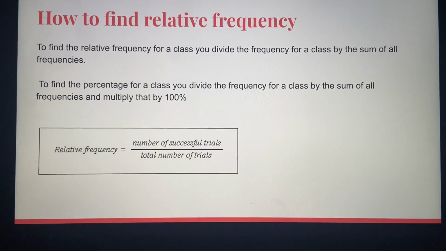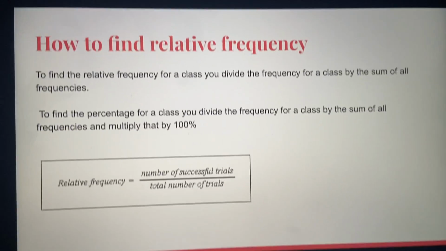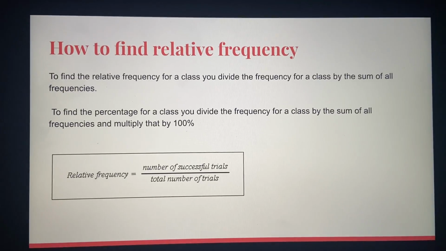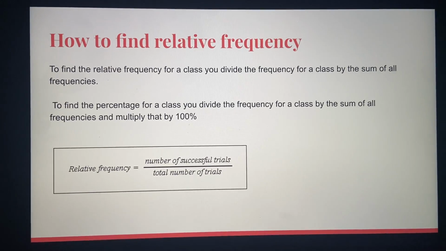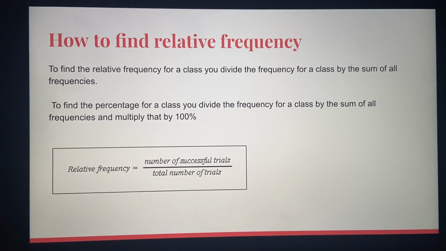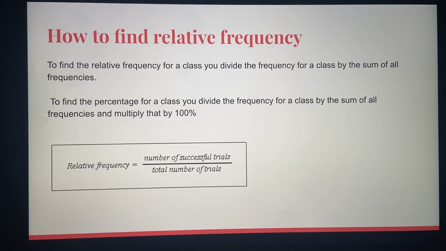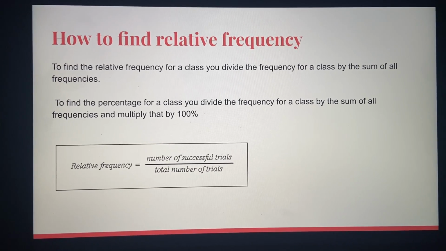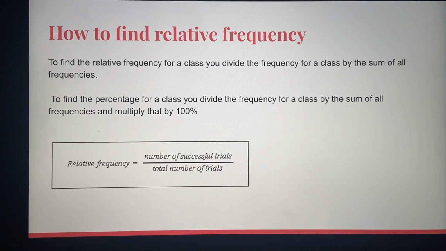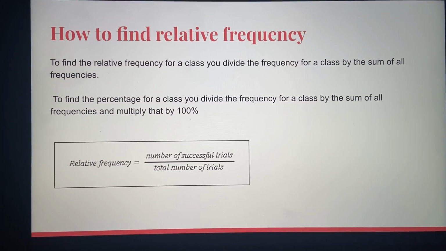All right. So now you may be asking, how do we find relative frequency? To find relative frequency for a class, you divide the frequency for a class by the sum of all frequencies. But to find the percentage for a class, you divide the frequency for a class by the sum of all frequencies and multiply that by 100.